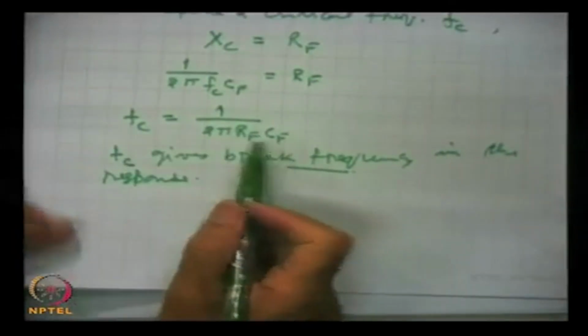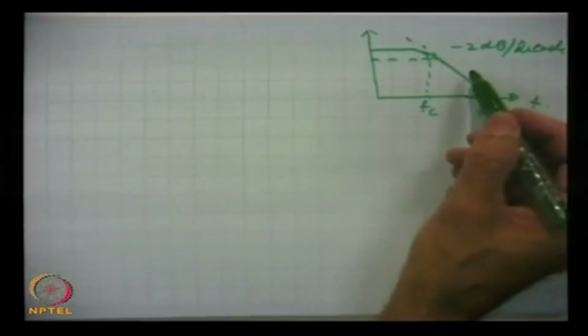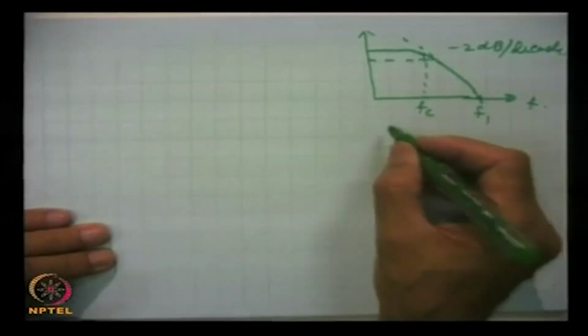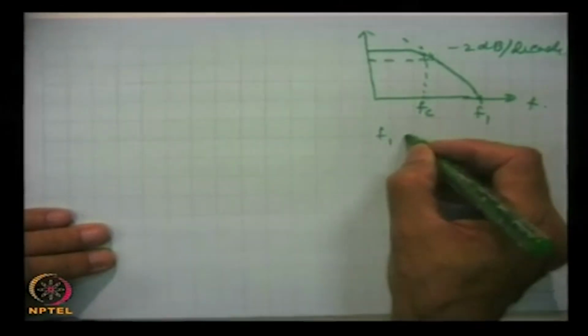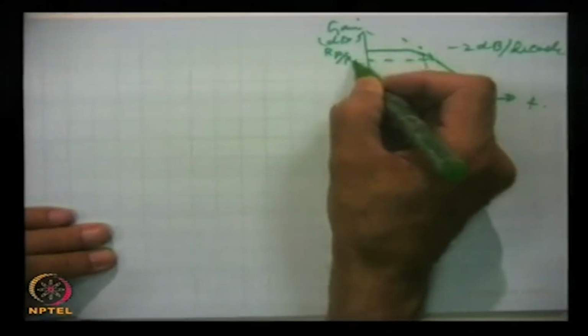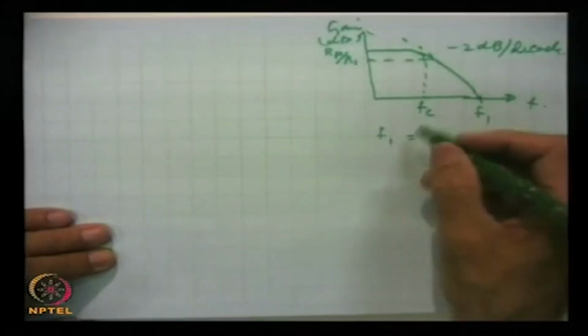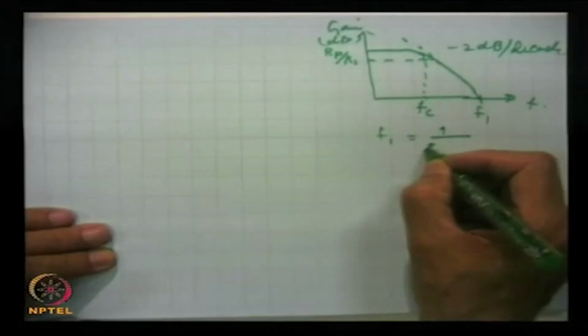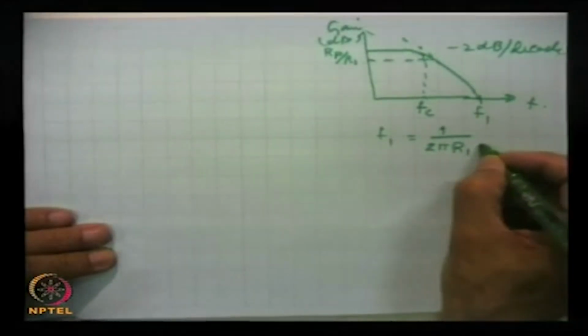This Fc is this value, and for this F1 we have written earlier, F1 is equal to where gain falls to 0 dB, this is gain in dB, and this is Rf by R1 gain. And this frequency is 1 by 2 pi R1 Cf.